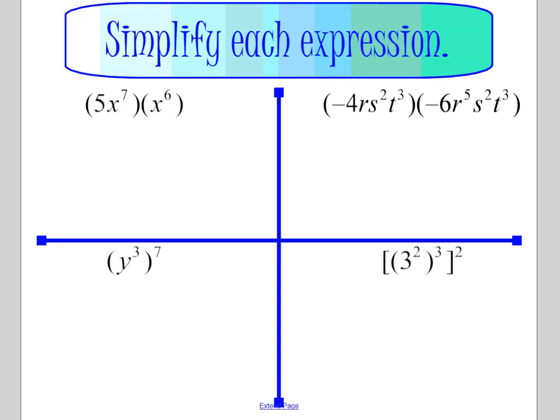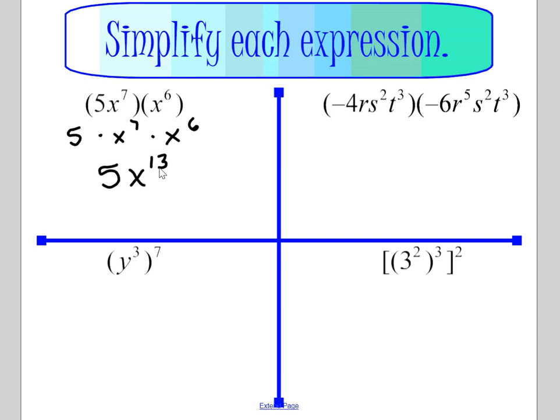So let's go ahead and look at a couple examples here. What I like to do is break these down into individual parts. So here I have 5 times x to the 7th times x to the 6th. So I've broken it down into each individual part. I have the 5. I have nothing that I can multiply the 5 with, so I am left with 5. X to the 7th times x to the 6th, those are two same base things, so I can add together their exponents. So 7 plus 6 is 13, so it's going to be 5x to the 13th.